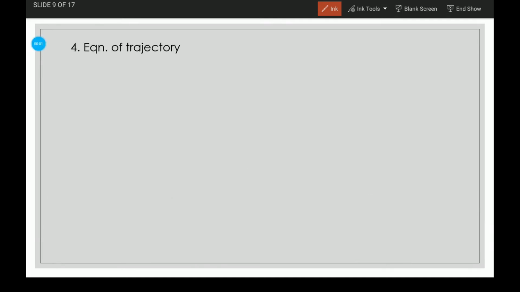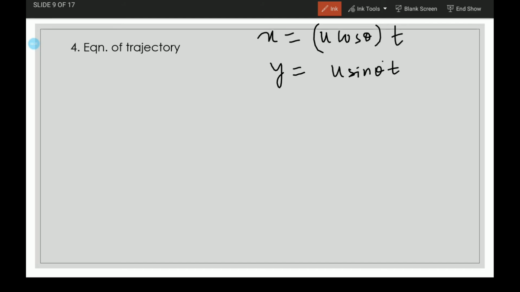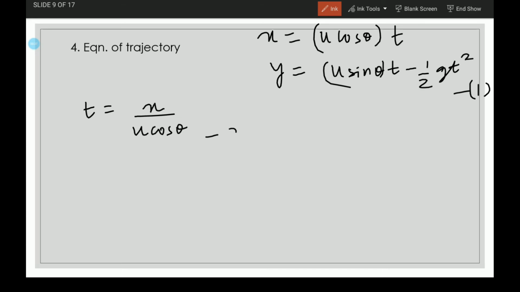Number 4, the equation of the trajectory. Now this is similar to the equation we study in maths for the various curves. We can say that x is equal to u cos theta into t, because there is no acceleration in the x axis, and y is equal to u sin theta t minus half gt square, using the second equation of motion. We can say that t is equal to x upon u cos theta.